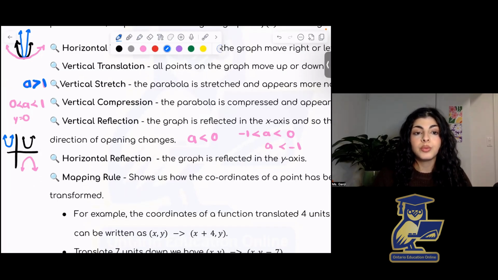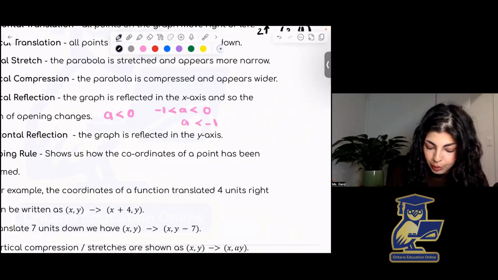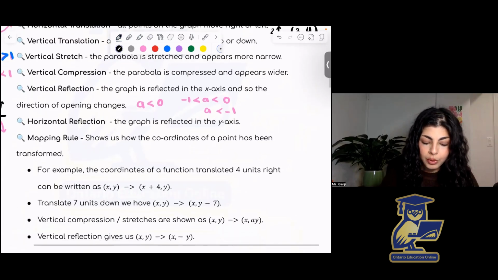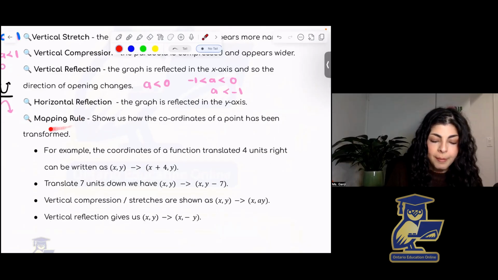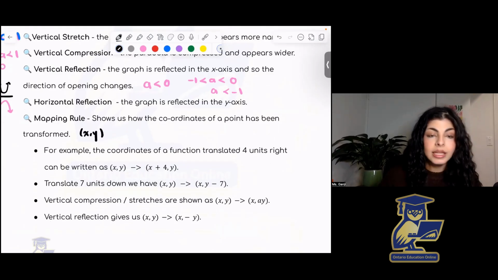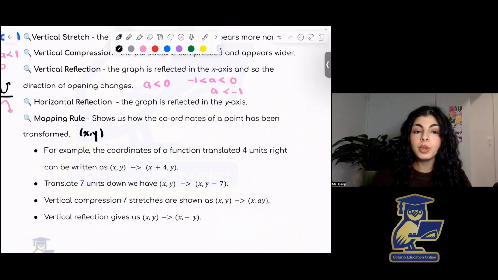However, in the blue function, which is the horizontal reflection, since you're reflecting in the y-axis, all of your x values are now going to be negative, and the output values are going to remain the same here. So, just to give you a little bit of context now, we're going to look at something that is called our mapping rule. So our mapping rule pretty much tells us if we start with x and y in our parent function, which are going to be our starting or key coordinates, a mapping rule tells us how these coordinates have changed with the transformations that have been applied.